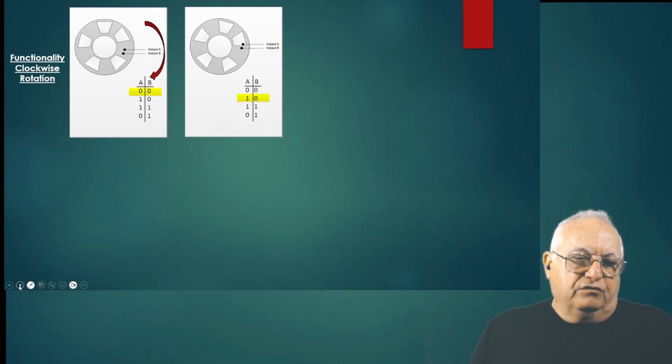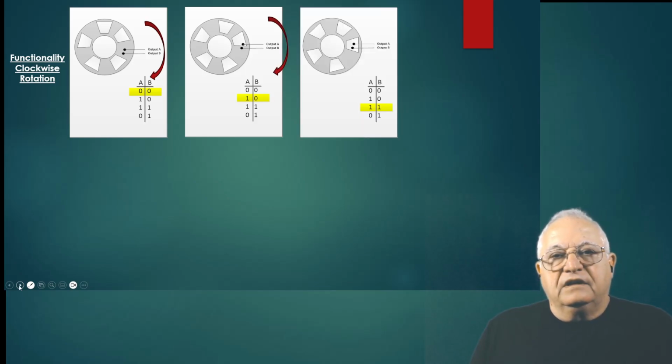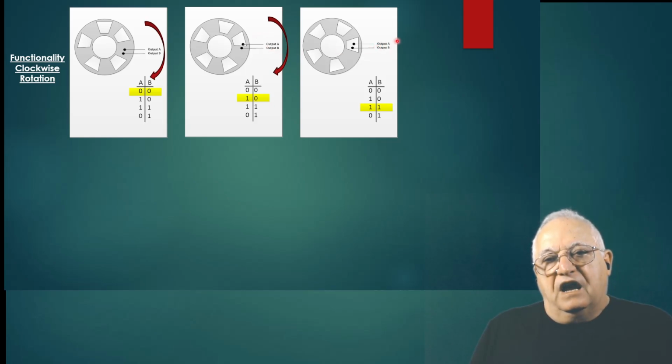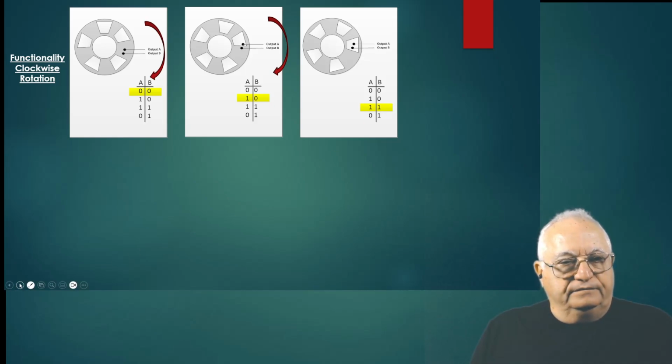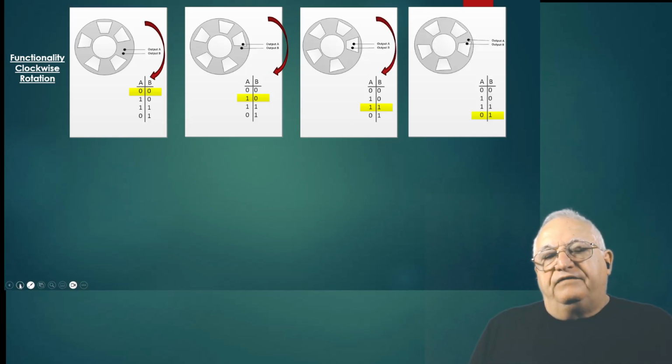Let's continue rotating. At this point, as we continue to rotate, we see that output A and output B are both on the 5 volts, so that's a 1-1. And then finally, with the last rotation, we see that output A got into the area which is ground, and output B is still on the 5 volts, so it's 0-1.